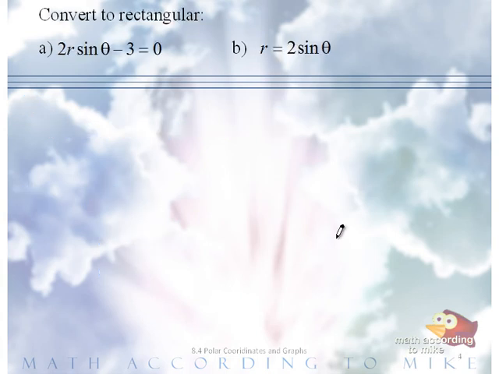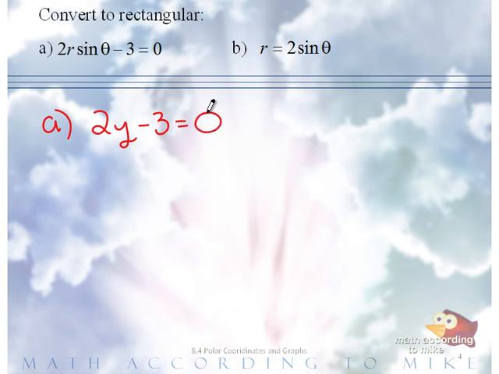Let's go the other way. Convert to rectangular. 2r sine theta minus 3 equals 0. How do we know that's first off in polar? It has an r and a theta. It does not have an x and a y. Good. Any thoughts? Yeah, r sine of theta is y, so instead of that r sine of theta, we can write 2y minus 3 equals 0.